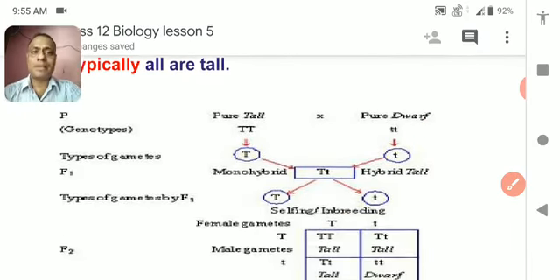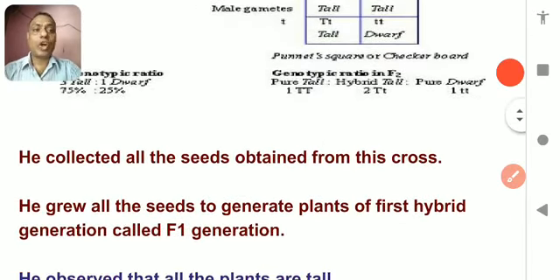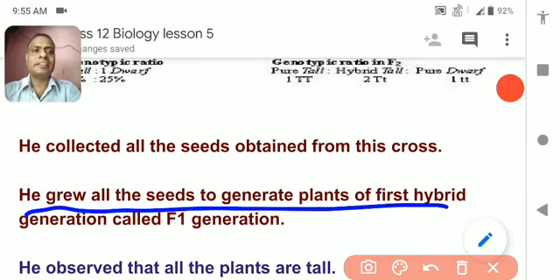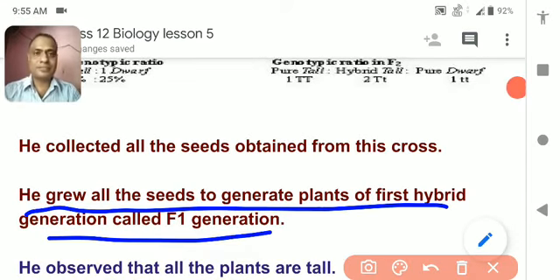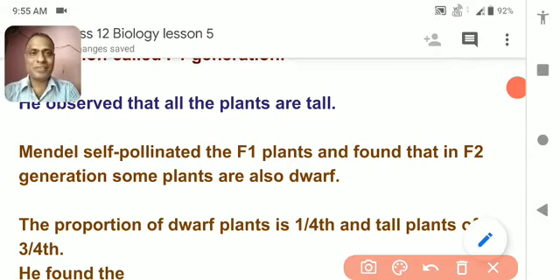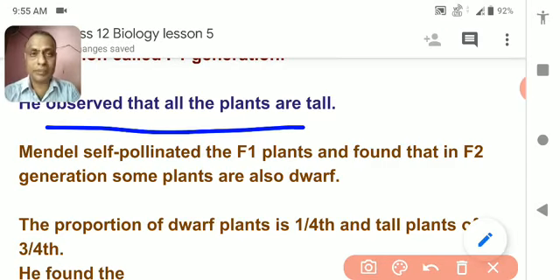Next, what happened? He collected all the seeds of the F1 offspring, meaning the seeds produced in the F1 generation, and he grew all the seeds in his garden. He observed that all the plants are tall. Yes, obviously it will be tall. The offspring of all plants is tall. So Mendel self-pollinated the F1 plants.